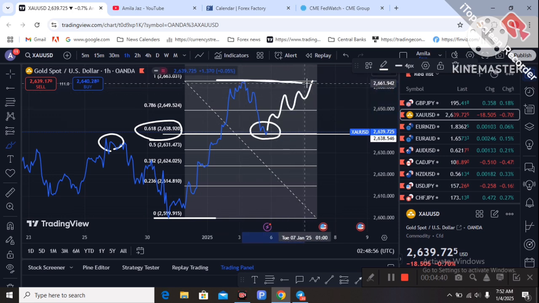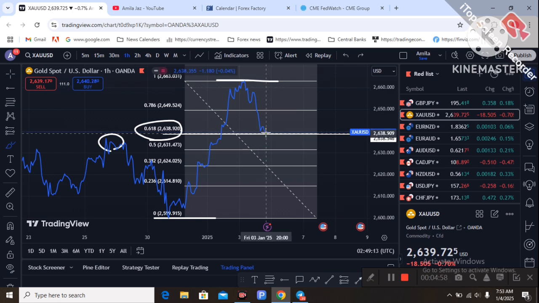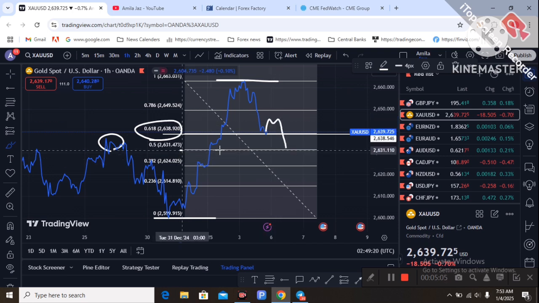So if price continues to the upside, the target is the resistance level 2665 as the first target. If it breaks out of that zone, 2700 is the next target. So you should wait for this price action. If it does not continue to the upside and price breaks to the downside, the target is the 0.5 level, the 2610 level, and the next target is the 2600 level.